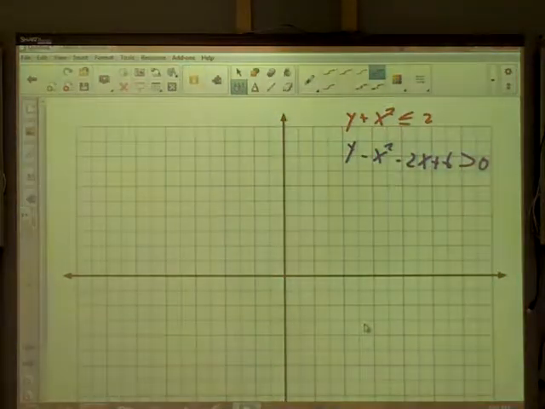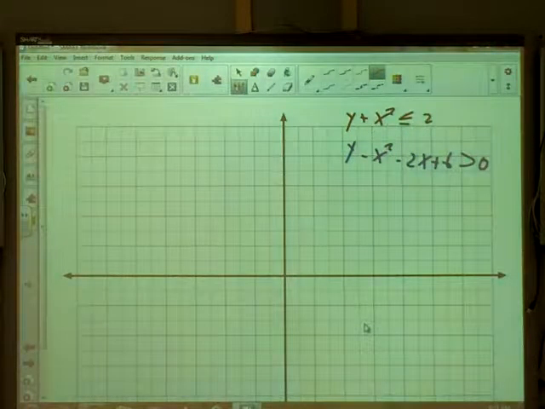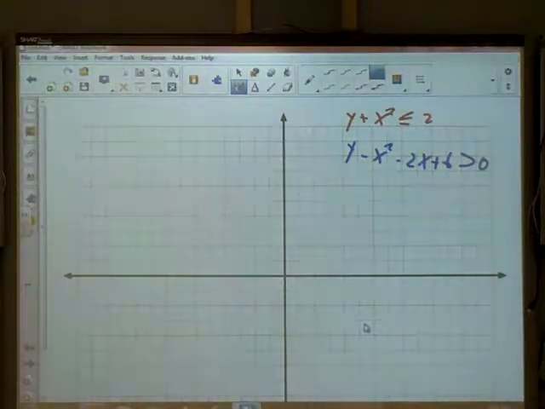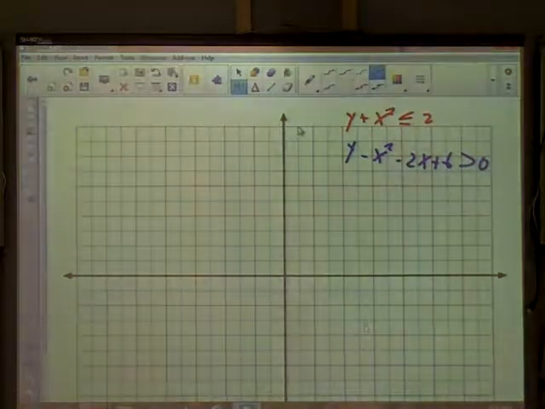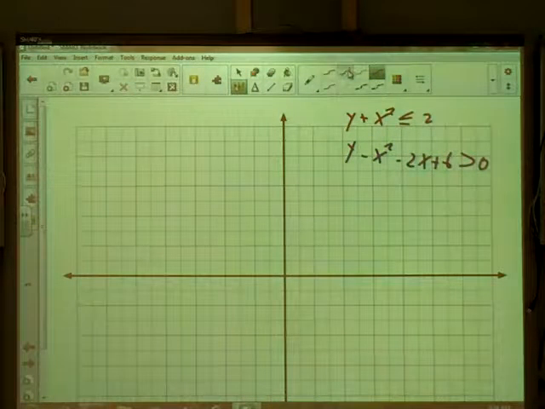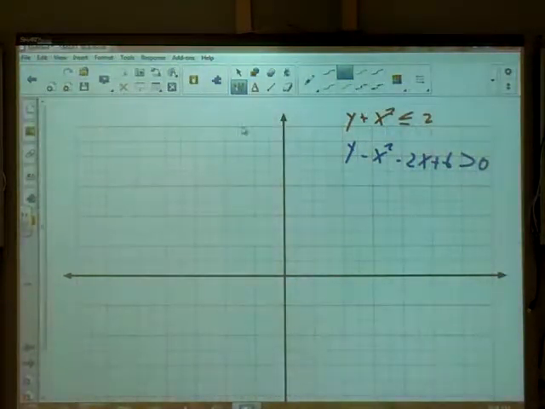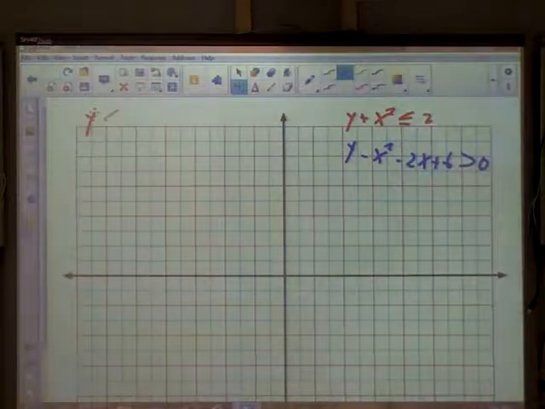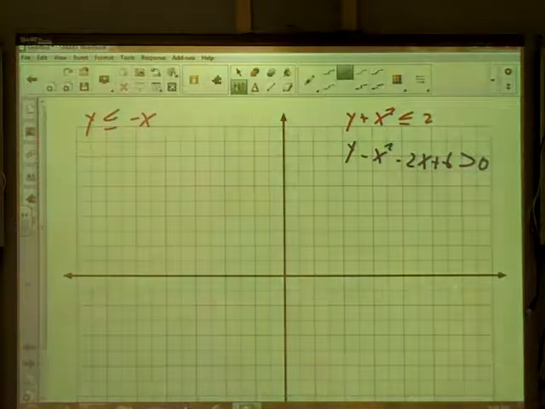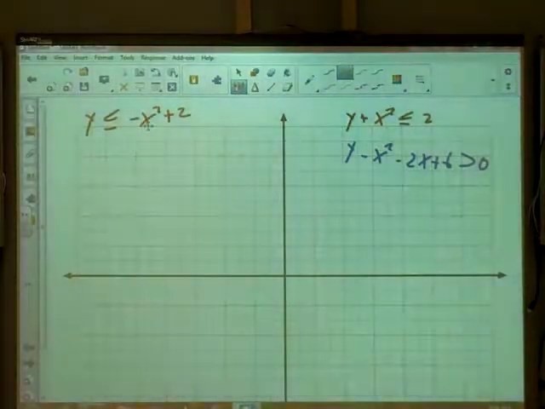All right, as those are written, I put them in, we're going to color code there, red and blue. Neither one of them are in standard form ready to go. The first one is pretty close, the red one that I wrote. You can subtract that x squared. Y is less than or equal to negative x squared plus 2. Now that's ready to graph.